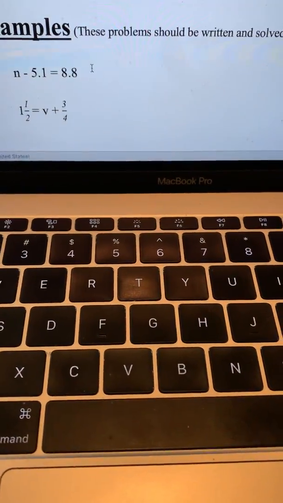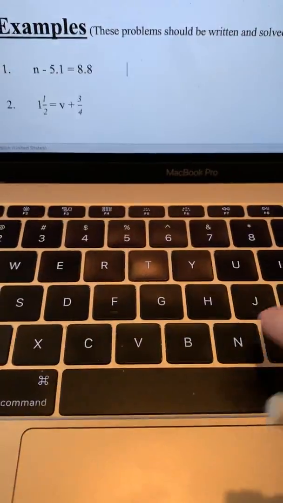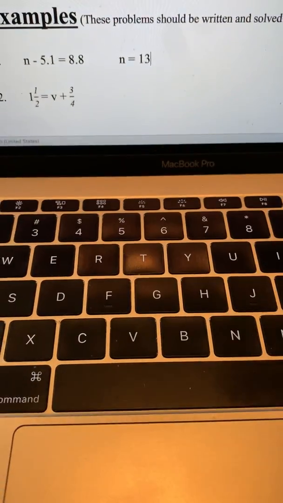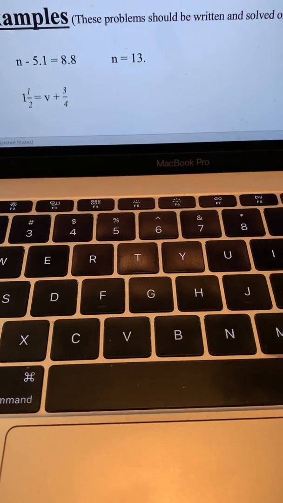Once you know your answer is 13.9, not 8.8, but 13.9, go ahead and come over to the computer and you would type in answer equals 13.9. Okay, second question, number 2.